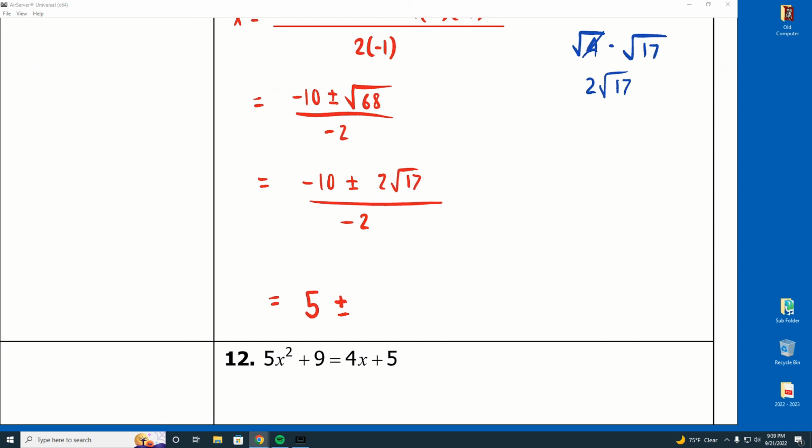And then lastly, what about 2 divided by 2 here? Because we already took care of the negative. 2 divided by 2 is 1 times the square root of 17. So my answer is 5 plus or minus the square root of 17. That is how you solve by using the quadratic formula.